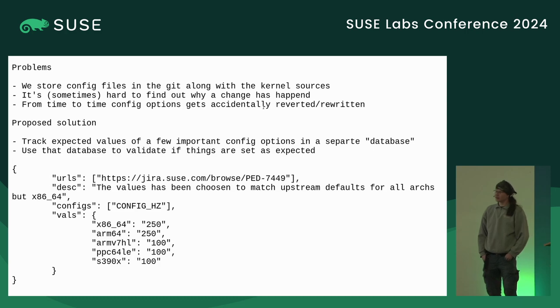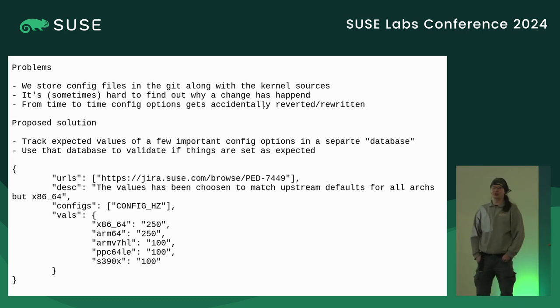When I looked at the problem, one possible solution I started to play with is to track the expected values of a few important options in some kind of database somewhere, and use that to validate the configs to make sure that things are set as they are supposed to be. My attempt could be described by that piece of JSON.